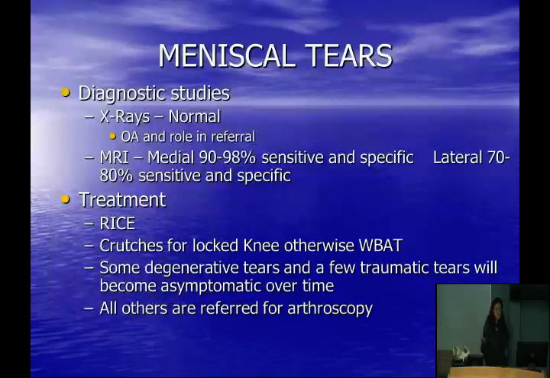So diagnostic testing, just like an ACL, usually normal for x-rays. But you want to evaluate them. Do they have some arthritis in there that you don't know about in the older population? MRI, it's the best thing, just like an ACL. It's very sensitive, very specific.